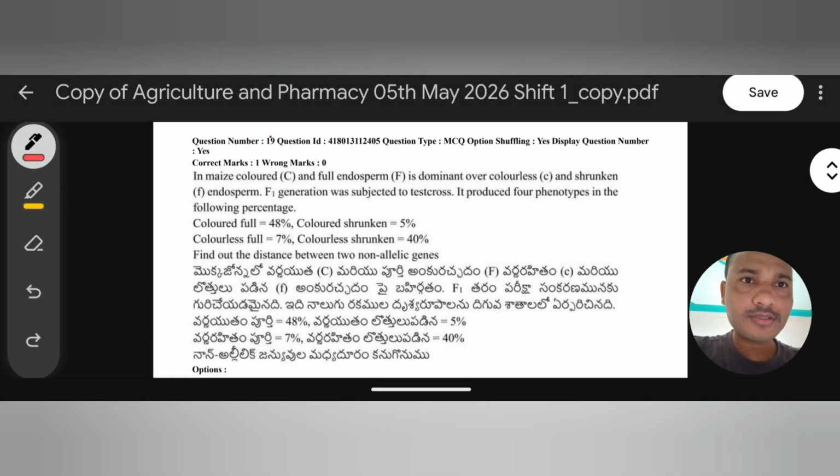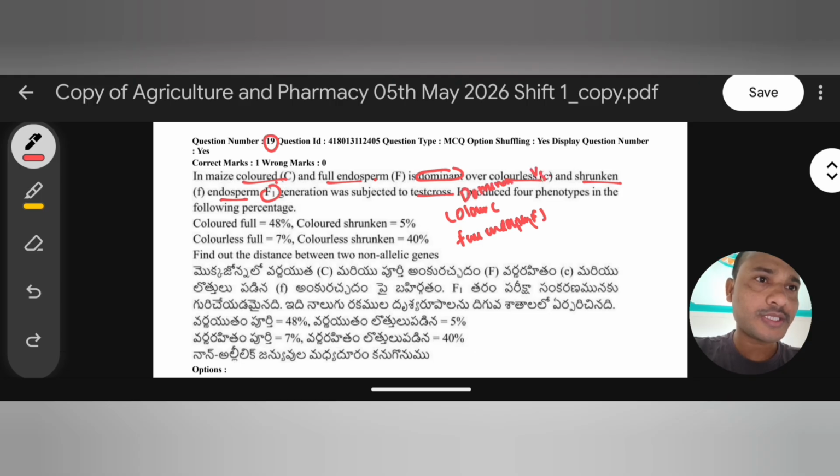Next, 19th question here. In the image, colored and full endosperm is dominant over the colorless and shrunken endosperm, which means we have to choose colorless and shrunken as recessive. The F1 generation was subjected to a test cross. Here we have colored C and full endosperm F. These two are dominant, and we take one dominant parent and cross it with the recessive parent. Here the recessive parent is colorless small c and shrunken endosperm small f.